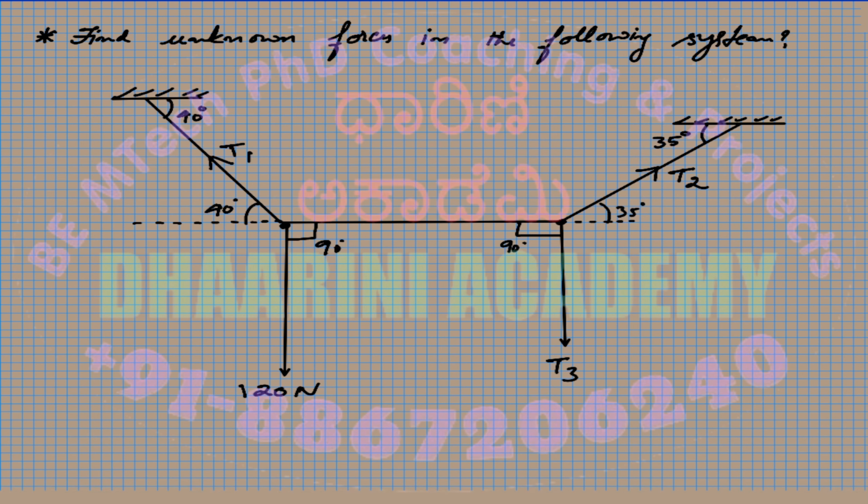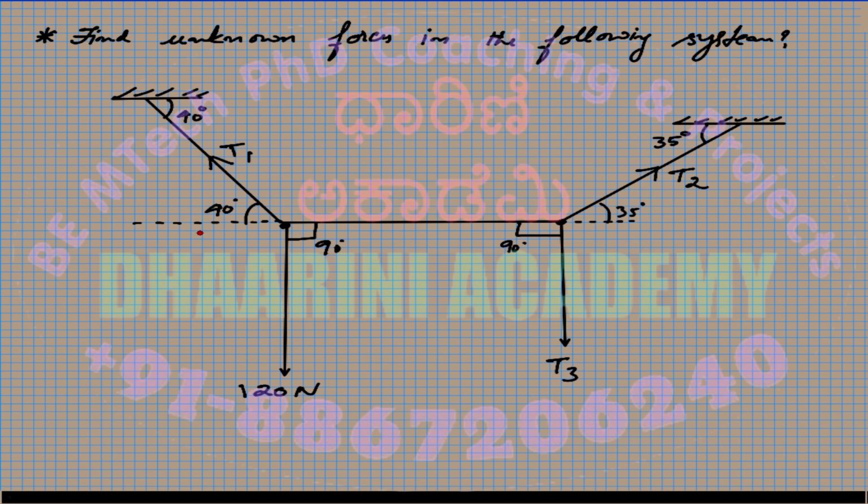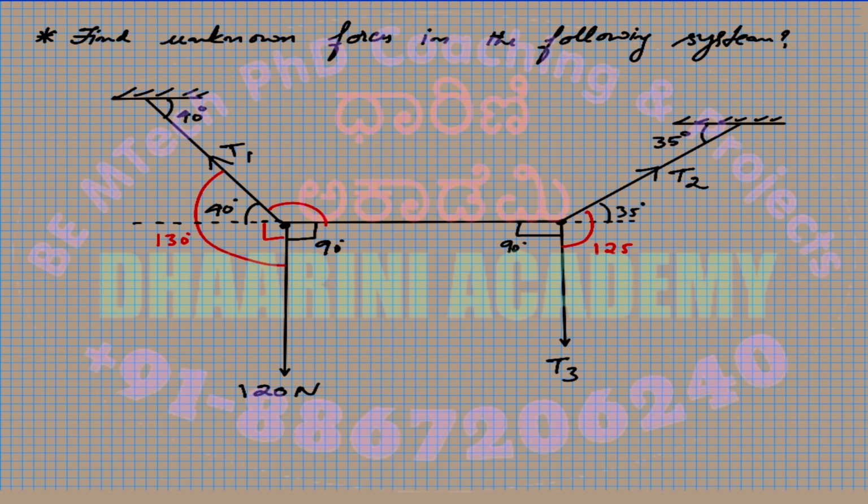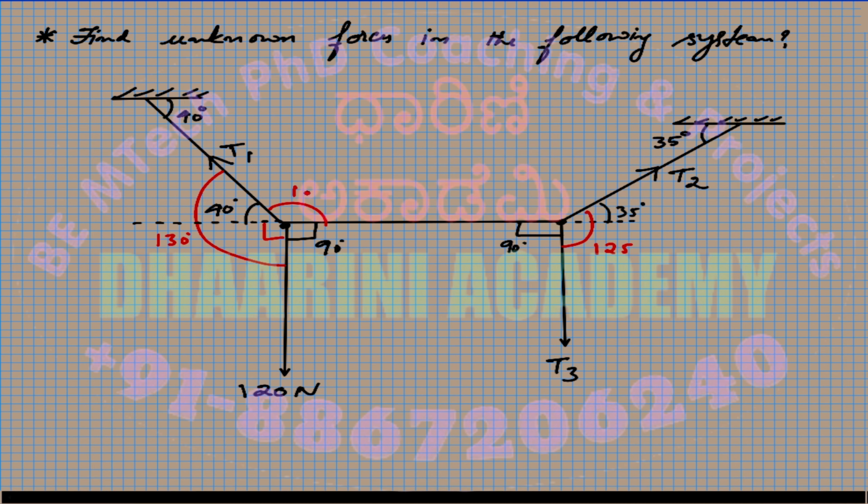Because of that, now I can say that this angle, because this is 90, 90 plus 40, is 130 degrees. This total angle should be 90 plus 35, which is 125. Now we can calculate the remaining angle, because I know that the total should be 360. You subtract 130 and 90 from it, so this angle is 140.